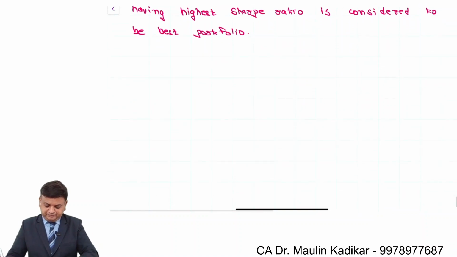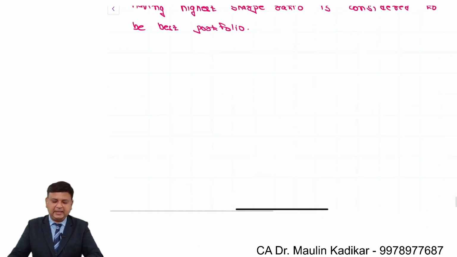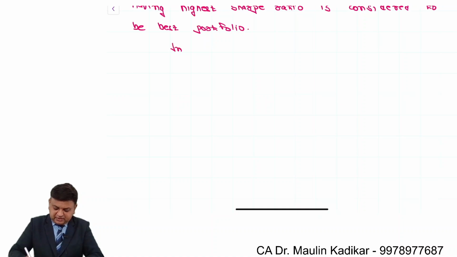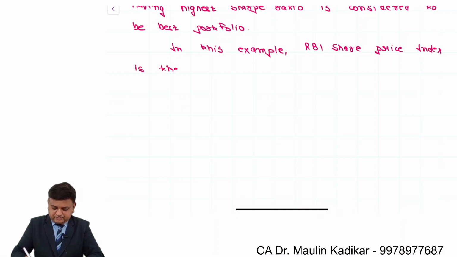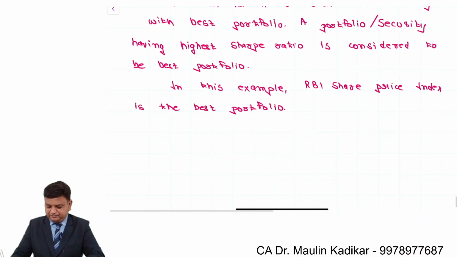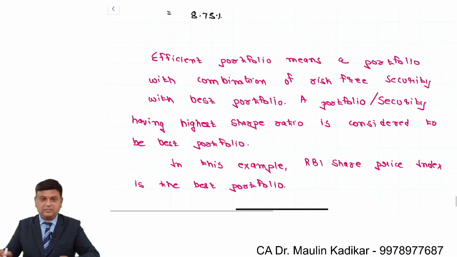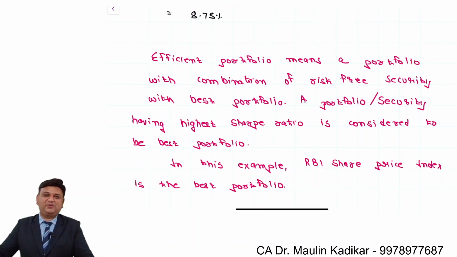With a paragraph, write down: in this example, the Reserve Bank of India share price index is the best portfolio. Full stop. Because there is no other information given to us.